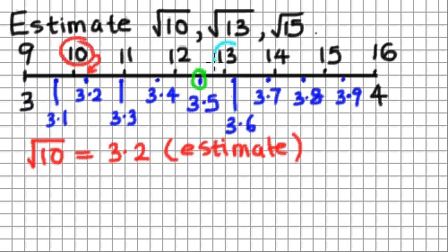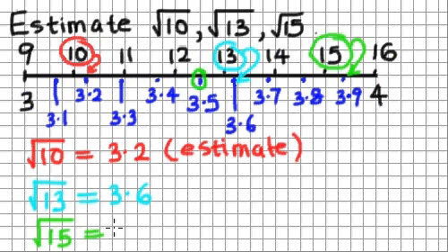Likewise, let's find where 13 comes. So 13 is here, and you can see 13 is nearer to 3.6 than 3.5, so we say the square root of 13 is roughly equal to 3.6. Likewise, let's see what 15 belongs to. So let's see where 15 is. 15 is right here, and 15 is nearer to 3.9 than 3.8, so it goes right there. So we say the square root of 15 is equal to 3.9. Now remember, all these are estimates.